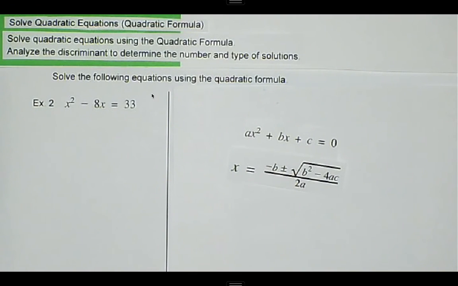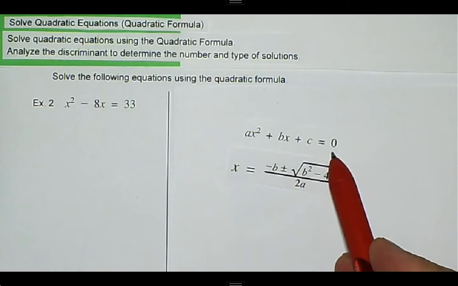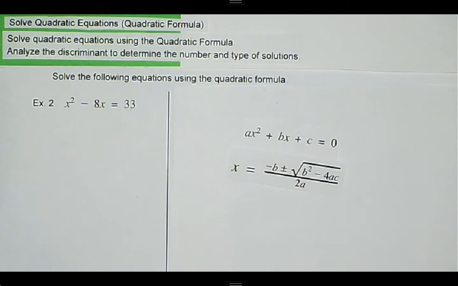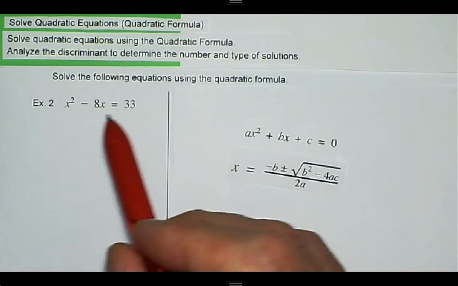We want to solve the quadratic equation using the quadratic formula. In here we have the quadratic formula, which is x equals negative b plus or minus the square root of b squared minus 4ac, all divided by 2a. In order for the quadratic formula to work, the first thing is one side of the equation has to be equal to 0. So here we have example 2.